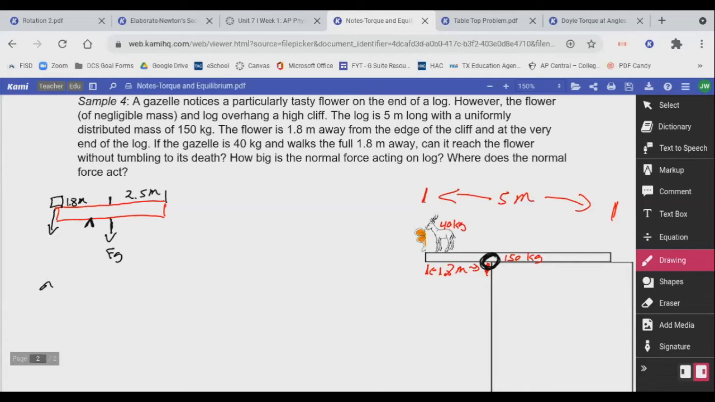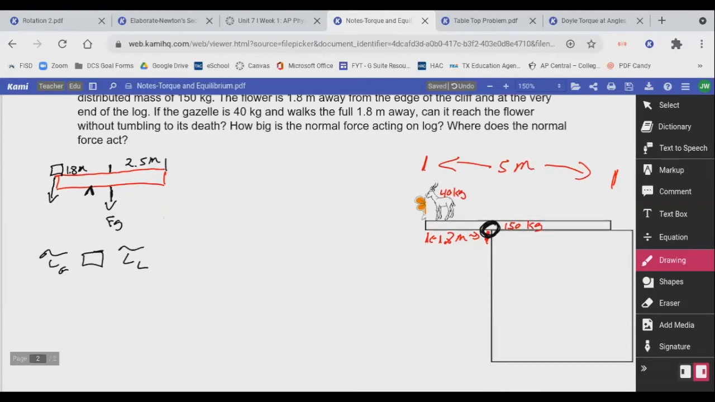I want to compare the torque of the gazelle to, I'm going to put a box, I don't know if it's equal, greater than, or less than the torque of the log. The torque of the gazelle is calculated by its mass, 40, times gravity, so that I have a force, and I multiply by the distance from the pivot point, 1.8. That is the torque of the gazelle.